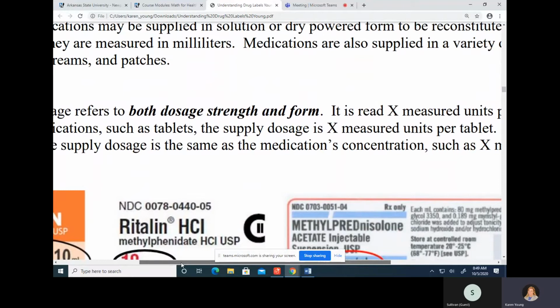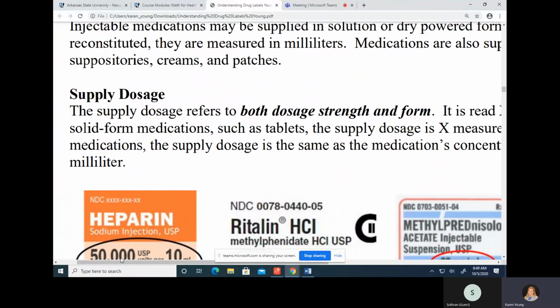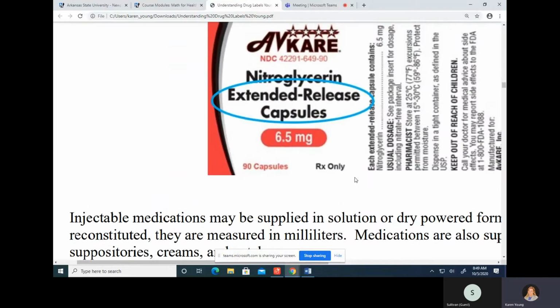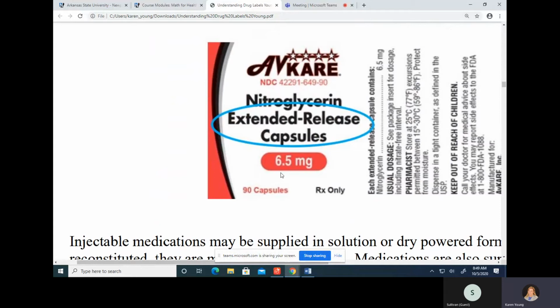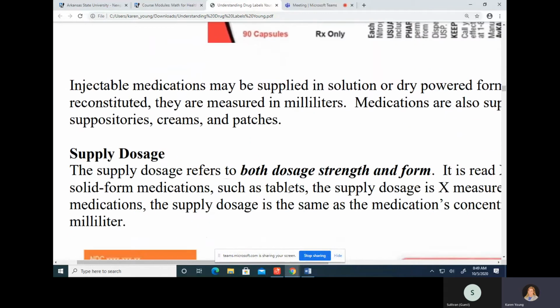The dosage strength, no, not the dosage strength, the supply dose, because you have a dosage strength in a lot of them, especially if it's in powdered form, you'll be given the dosage strength, which is different than the supply dose. Now with tablets, the dosage strength is your supply dose. Okay, so with the tablet up here, this extended release capsule, is 6.5 milligrams per capsule. So my dosage strength is my supply dosage.